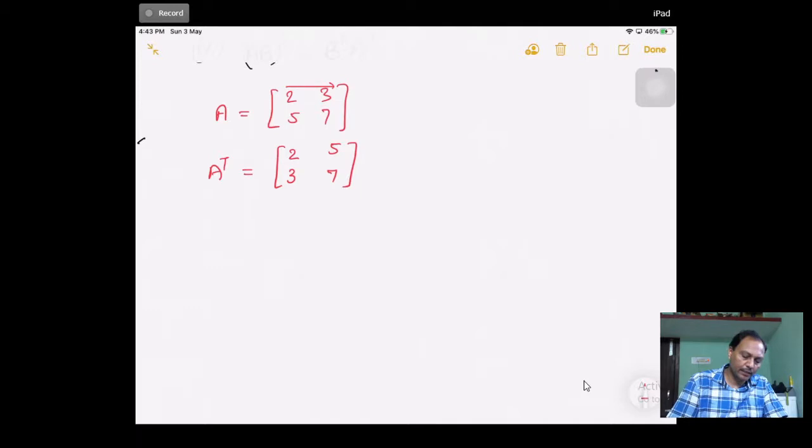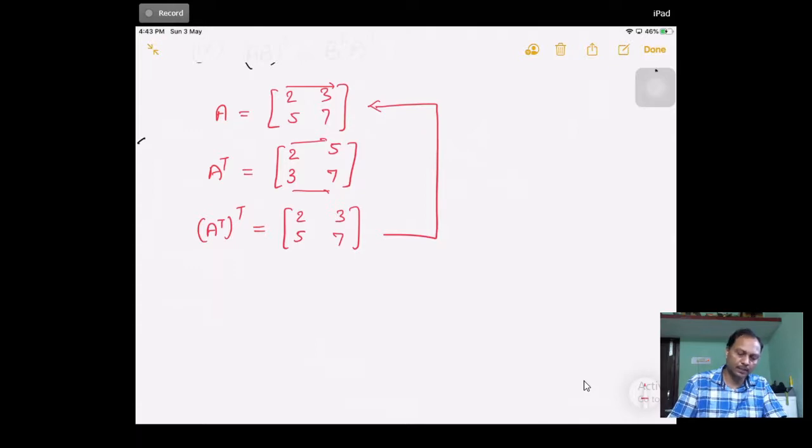Now if we find the transpose of this matrix once again, then again we interchange rows and columns. The first row is here 2, 5, so it will be the first column. The second row 3, 7 will be the second column. Now you can check that the transpose of the transpose is the same as the original matrix. All the corresponding elements are the same. It means the transpose of the transpose of a matrix is again the same matrix.